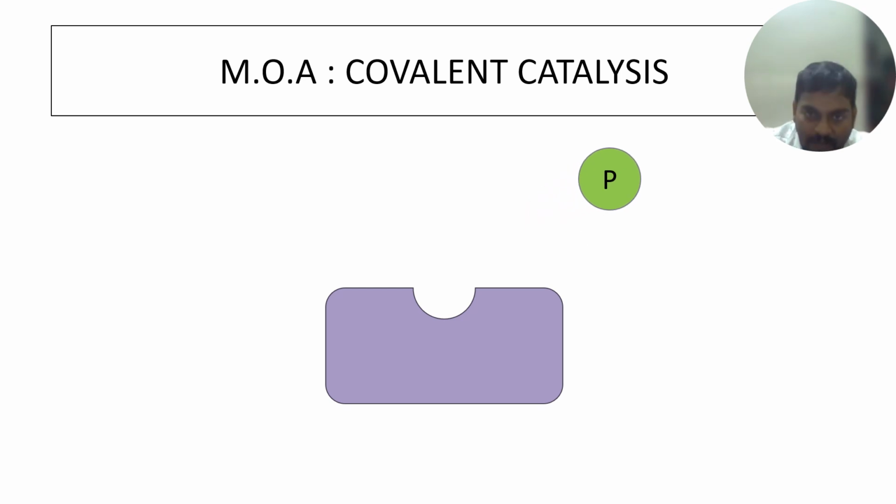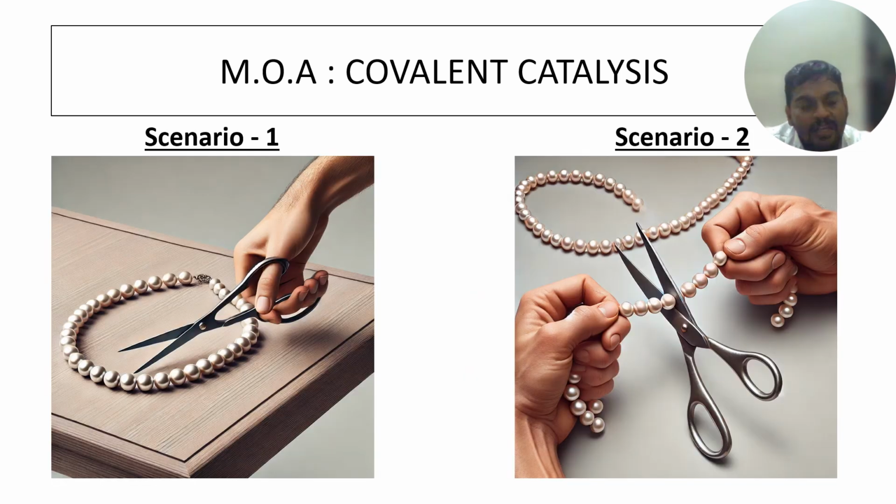Now you will be having a question: how, by just forming a covalent bond with the substrate, can we save energy? You can understand this with a simple example. Let's assume you have a pearl necklace, and let's assume it is very slippery. My aim is to cut the thread between the pearls using a scissor. So when you try to cut the thread between the pearls without holding the pearl necklace, it will be difficult for you.